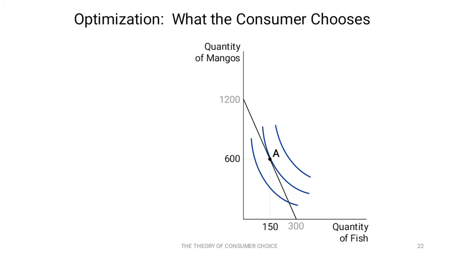Okay, so we continue with something we call optimization, what the consumer chooses. Now we have what the consumer can buy and what the consumer wants. Now we combine the two and talk about what the consumer chooses. What you choose depends on what you want and your income. So we have a budget line.